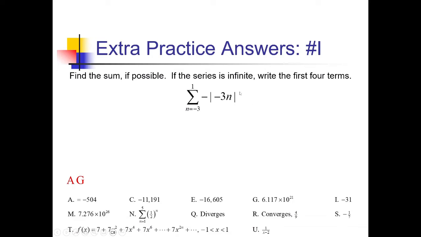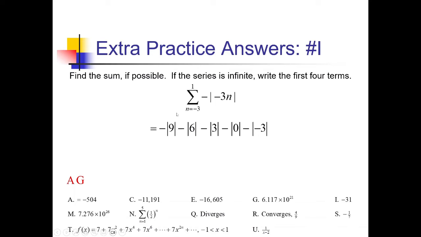So we have a negative absolute value of negative 3 times negative 3 is my first n value. Negative 3 times negative 3 is 9, so this is negative absolute value of 9. Next up, we have negative 2 going in there. That gives me a 6 inside the absolute value, so minus absolute value of 6. After that, we're plugging in negative 1 times negative 3 gives me a 3 in there. And then I have 0. Negative 3 times 0 is just 0, so minus absolute value of 0. And then finally, we're plugging in 1, so that's just negative 3 inside the absolute value.